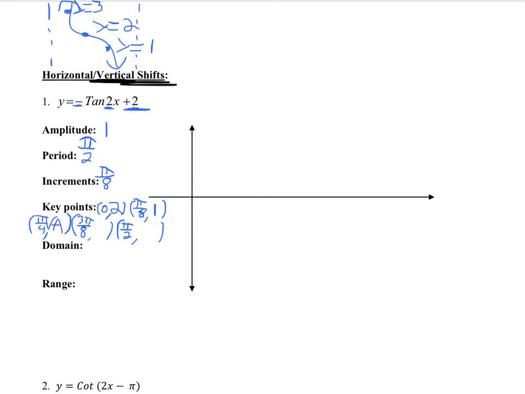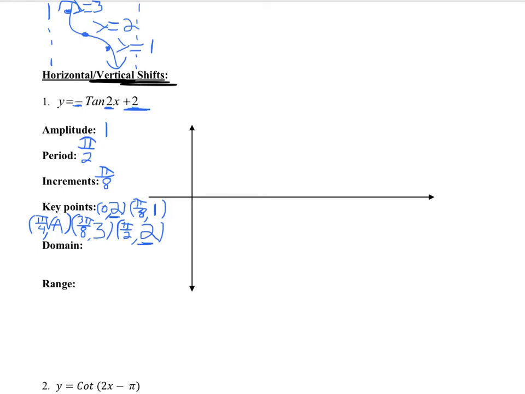And then I start the curve all the way to the left. So if I start the curve all the way to the left, then it's here, then I'm going to go 3, 2, 1. If I only have 2 key points left, so it's just 3, then 2. So 3 pi over 8 is 3, pi over 2, we're at 2. Okay, so I always end at what I start with. I started with y equals 2, so I'm going to end at y equals 2.